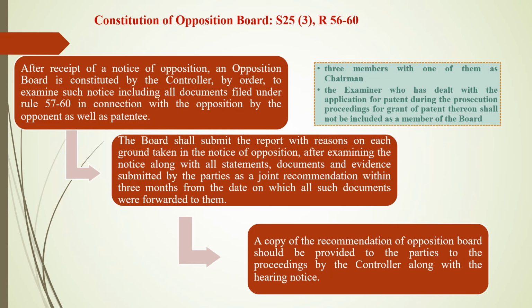The relevant rules regarding constitution of opposition board is Rule 56 to 60. After receipt of notice of opposition, the opposition board is constituted by the controller, and all the documents filed under Rule 57 to 60 in connection with the opposition by the opponent as well as patentee will be considered. There are 3 members with one of them as chairman in the opposition board. The examiner who has dealt with the application for patent during the prosecution proceedings for grant of patent shall not be included as member of that board.